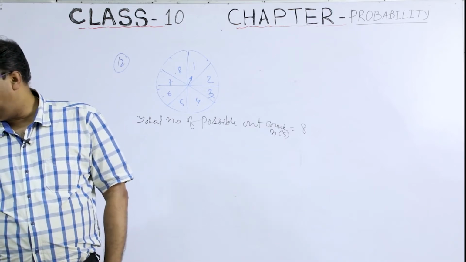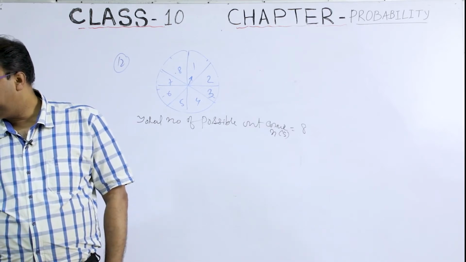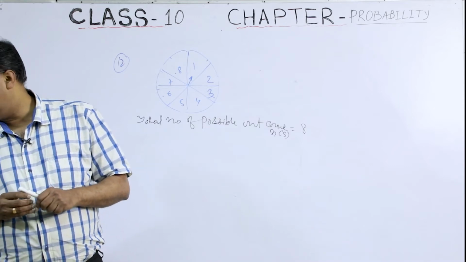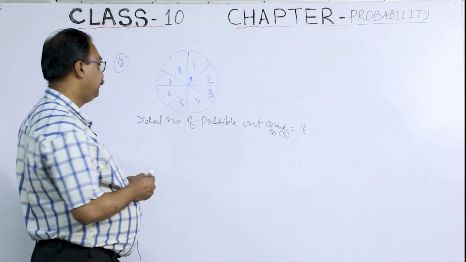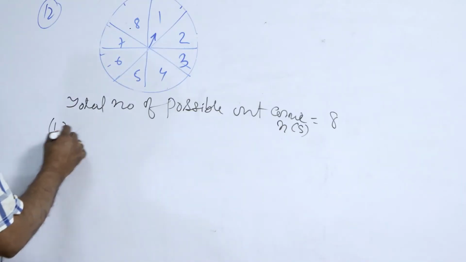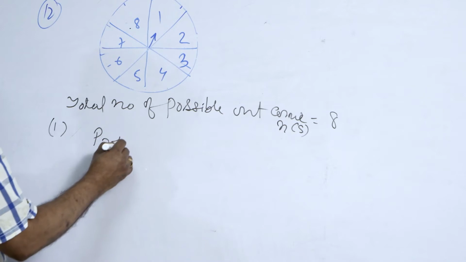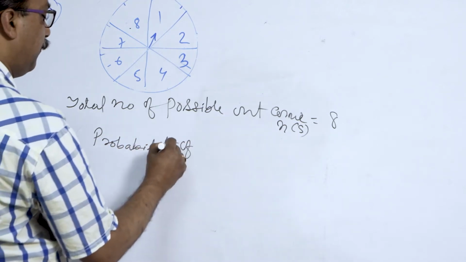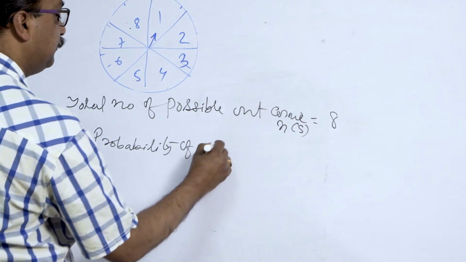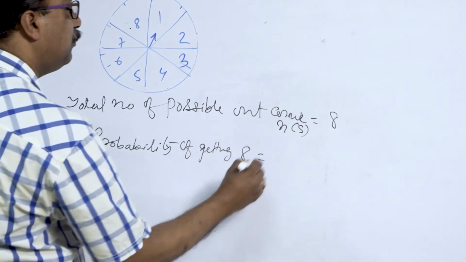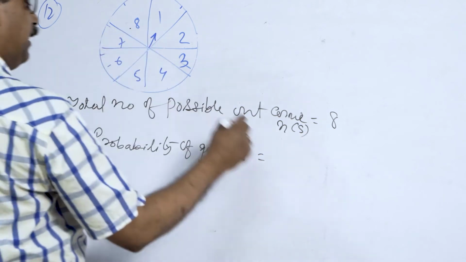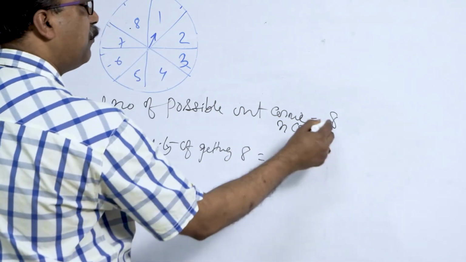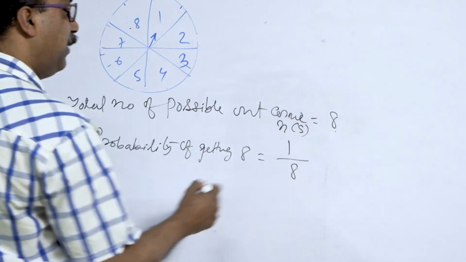So what is the probability the point is at 8? Can you tell me? How many times is 8 there? Only one time. So you can write probability of getting 8 is equal to how many favorable outcomes? Only one. What is the total number of possible outcomes? 8. So 1 by 8.